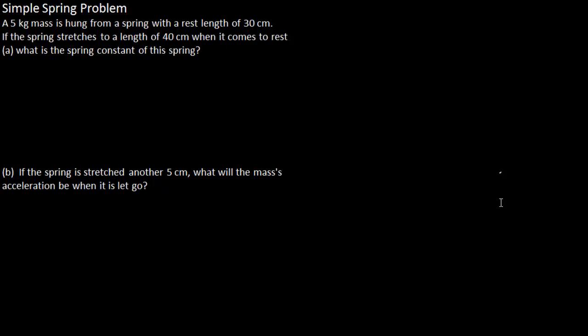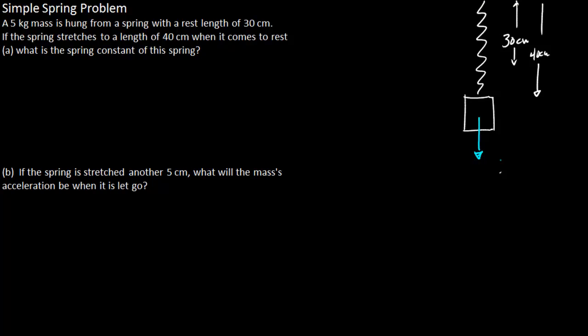So we're going to start by drawing our free body diagram. We have our mass, hung by a spring. It tells us the rest length of the spring is 30 centimeters and that the spring is stretched to a length of 40 centimeters. Now we can diagram the forces acting on it. We have a gravitational force between the mass and the Earth, and we have the spring force between the mass and the spring. And then we're going to assume here that our spring is massless.